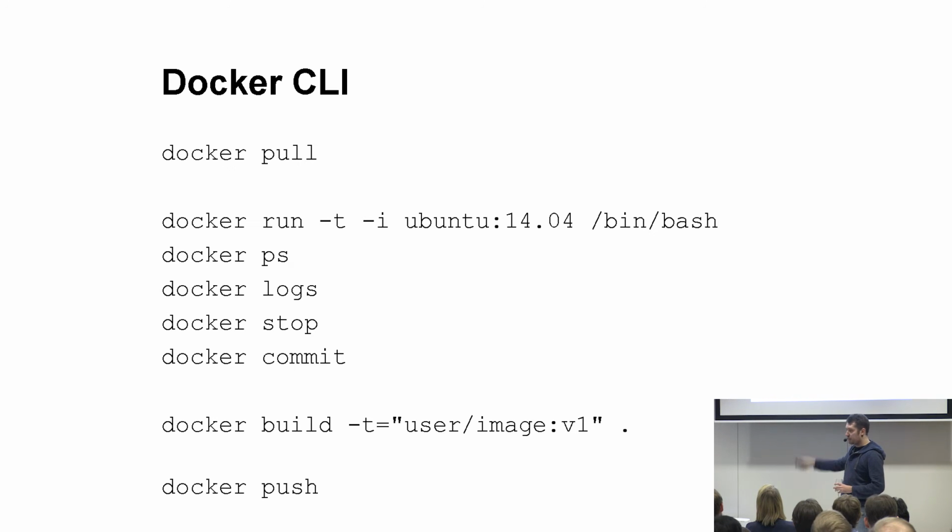There's not time in the 20 minutes to go through all the commands, but I'll just mention the main ones. First, you pull an image, like a base image, like Ubuntu. Then you actually run it. There are a few commands to list all the running containers, because there's a Docker daemon running in the background, keeping track of all the containers. You're able to view the logs from any given container. You can stop them, and then you can commit changes to your image.